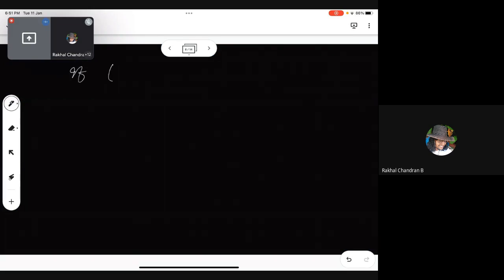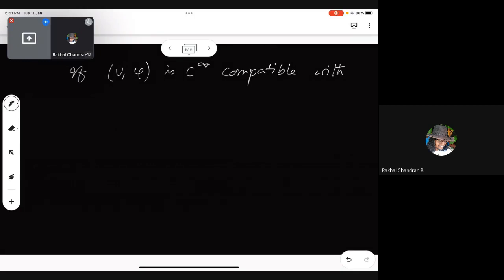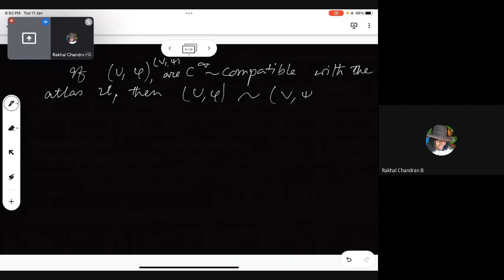So if (U, phi) is infinitely compatible with the atlas, which means that every member of the atlas with U, so let me write another one, (V, psi) also. So both of these two charts are infinity compatible. Then (U, phi) is compatible with (V, psi).